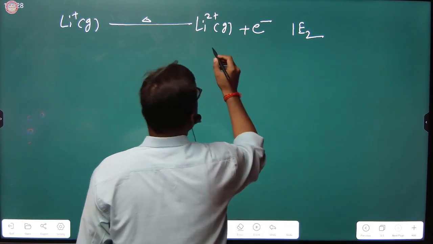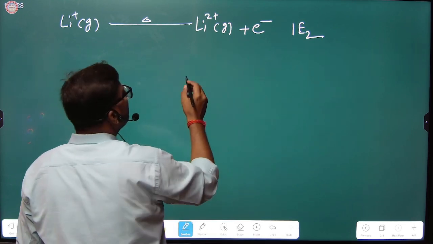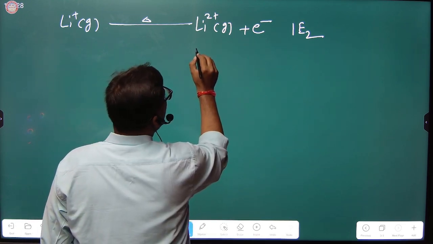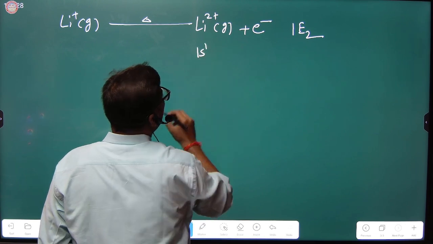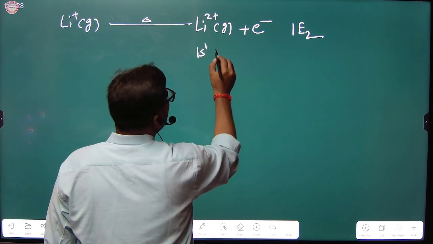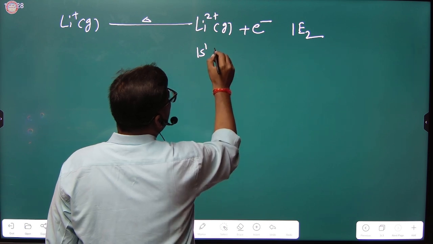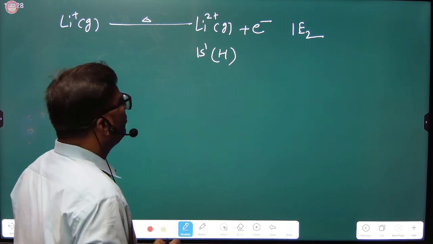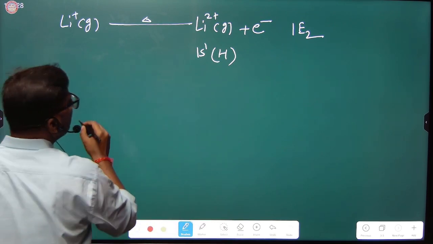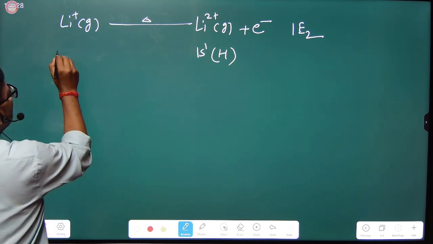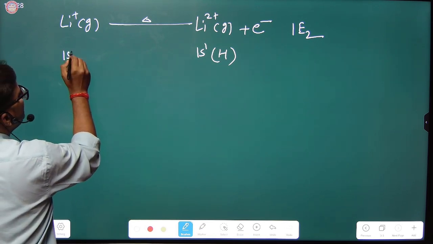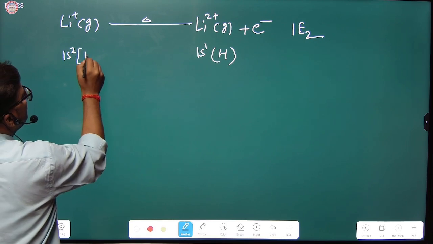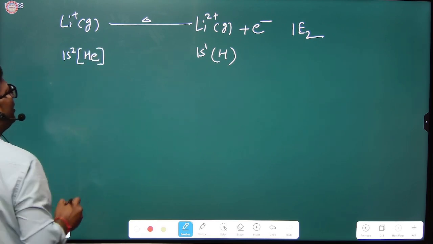So in case of Li2+, the electronic configuration is 1s1, right? So it is similar to hydrogen, and this is the electronic configuration of hydrogen. And it has an electronic configuration 1s2, so that is the case of helium, right?